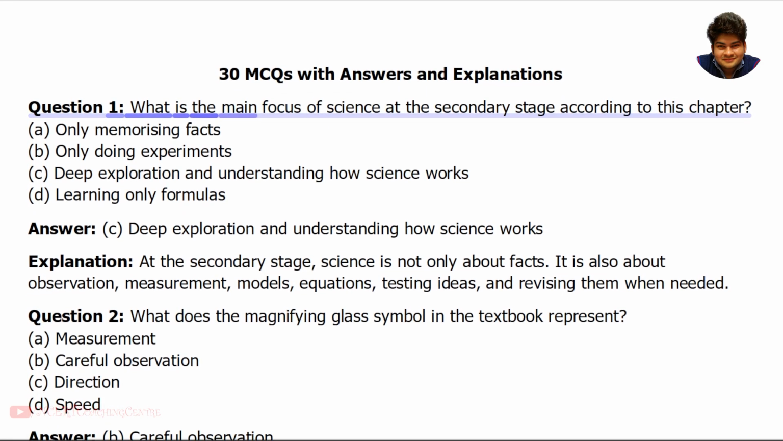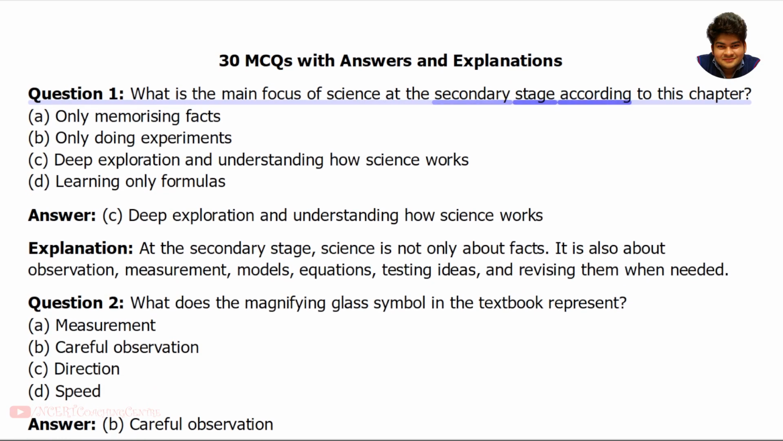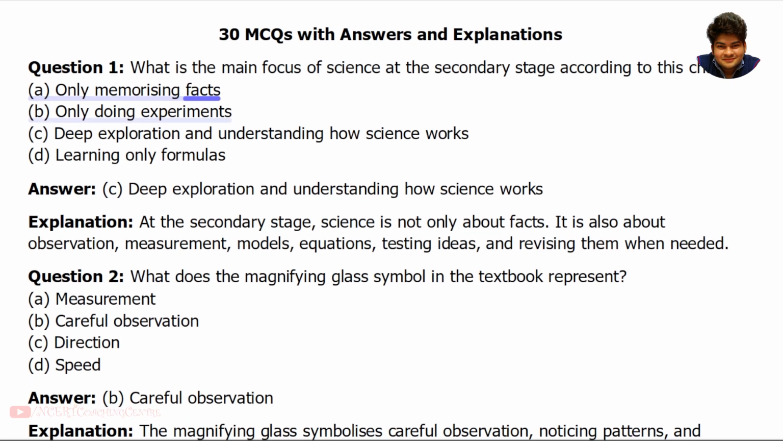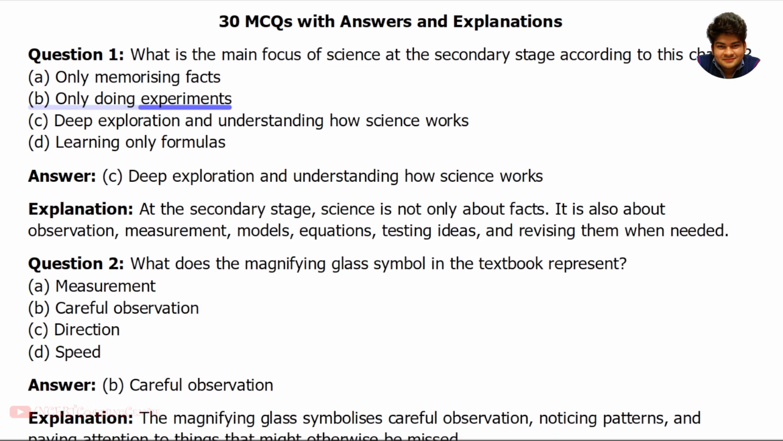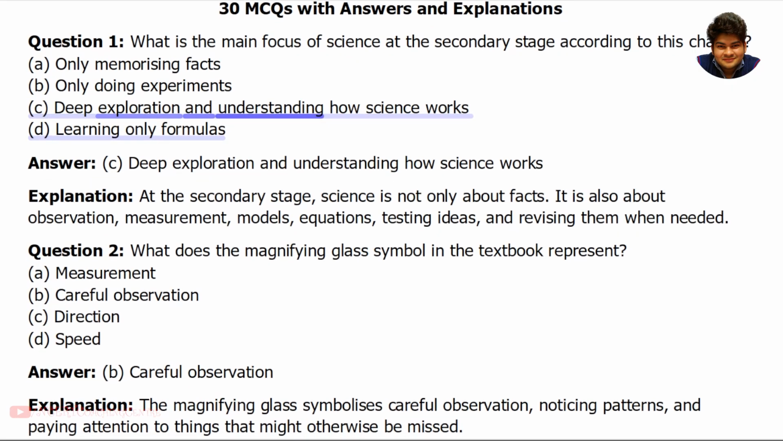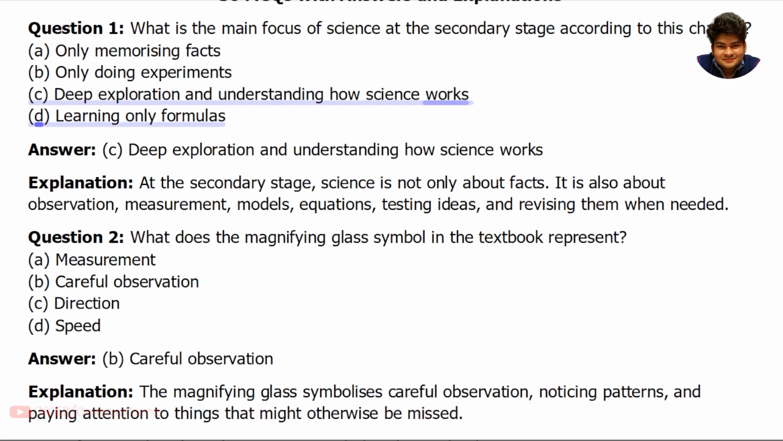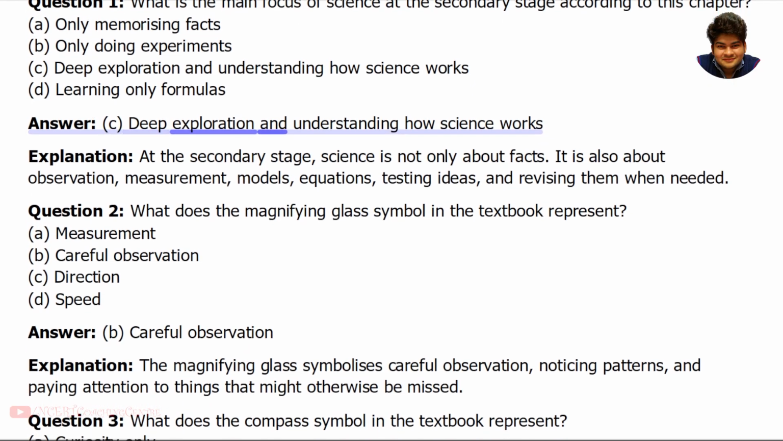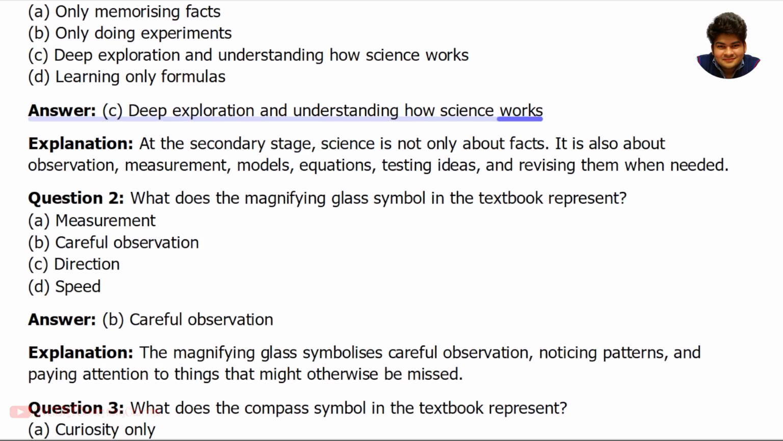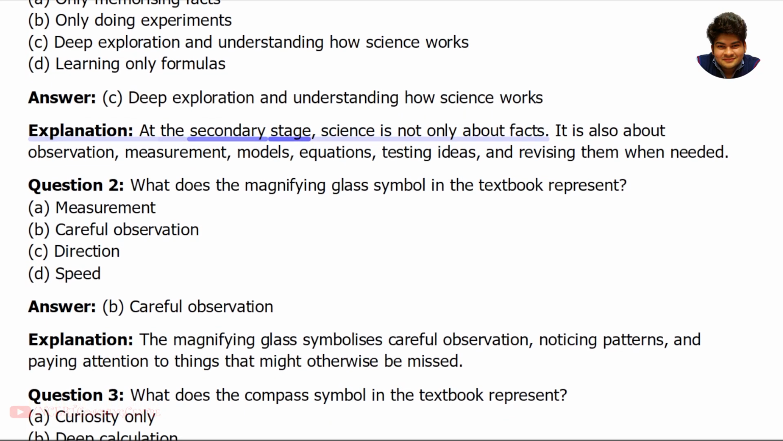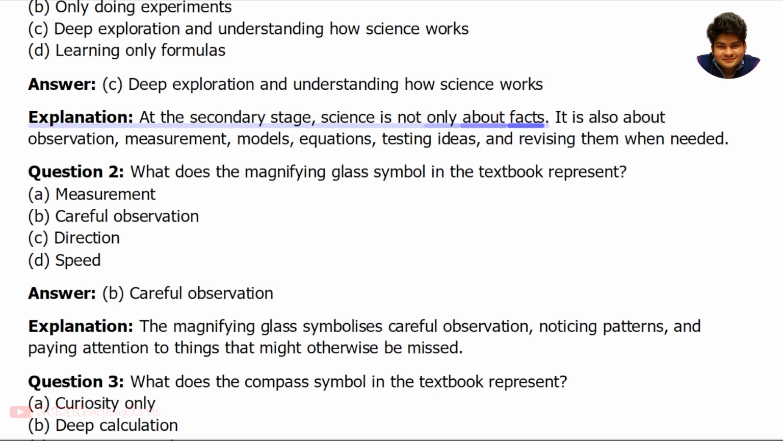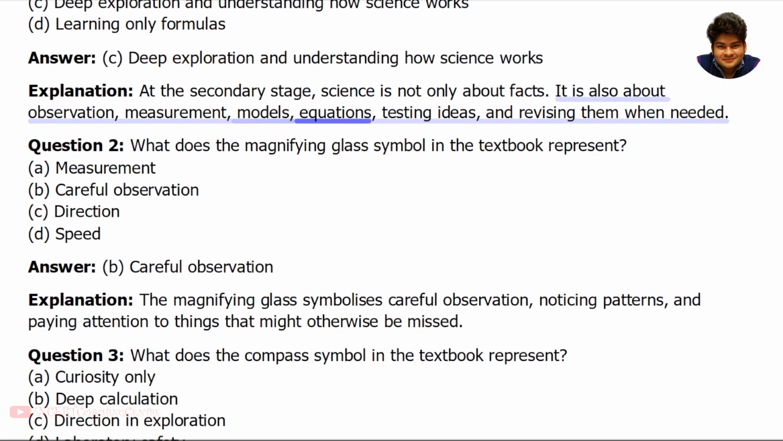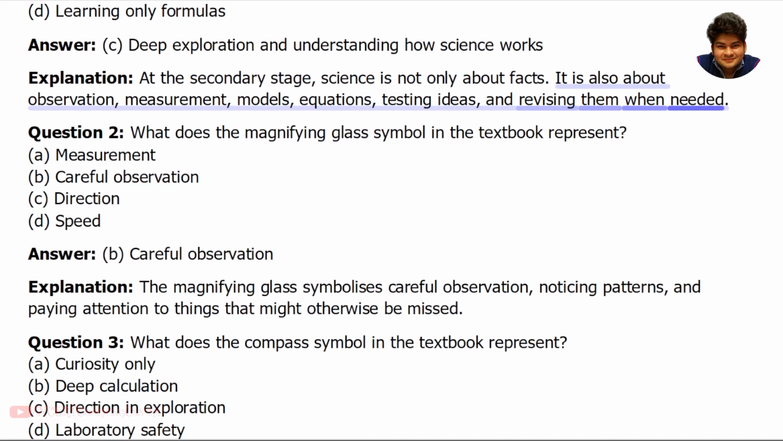Question 1. What is the main focus of science at the secondary stage according to this chapter? A. Only memorizing facts. B. Only doing experiments. C. Deep exploration and understanding how science works. D. Learning only formulas. Answer: C. Deep exploration and understanding how science works. Explanation: at the secondary stage, science is not only about facts. It is also about observation, measurement, models, equations, testing ideas, and revising them when needed.